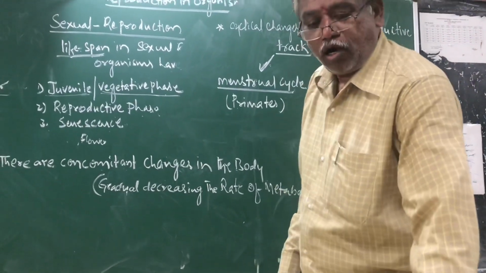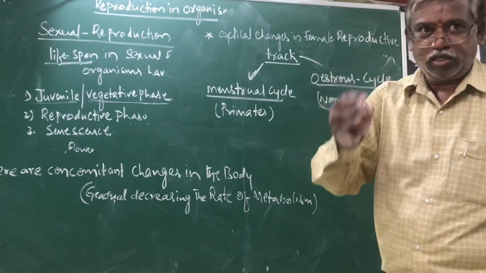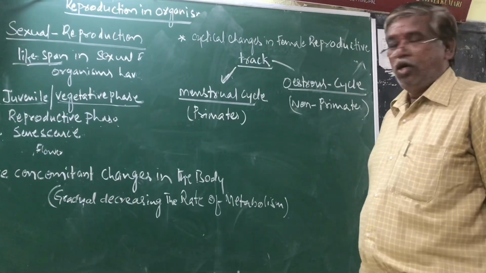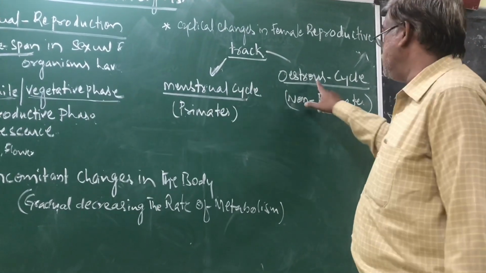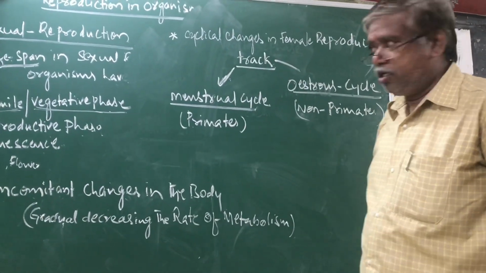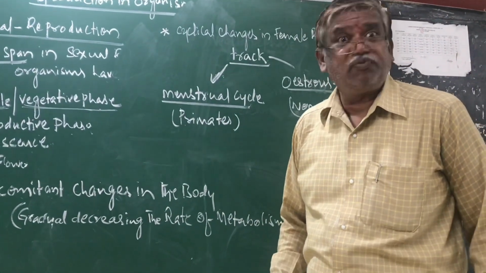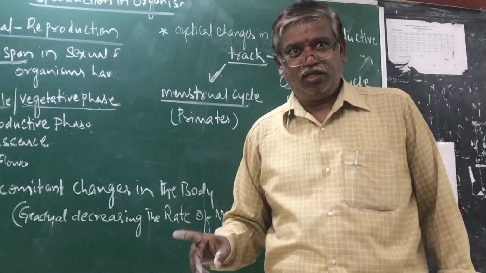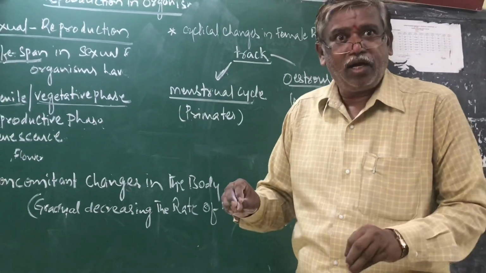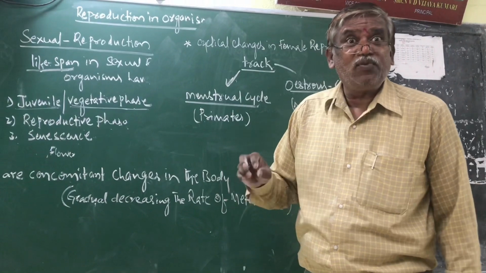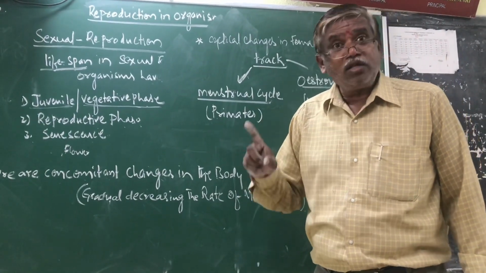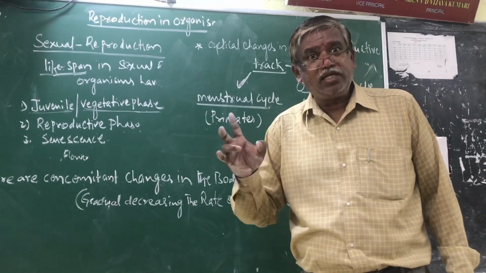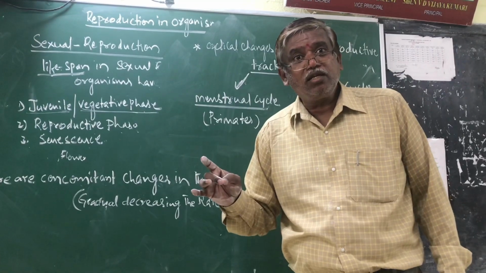Now, according to CBSE, there are two or three important terms: menstrual cycle and estrous cycle. According to taxonomic classification, we belong to the class called mammals. This class Mammalia has 16 orders. Among the 16 orders, one is called Primata. Primata is an order; the class is Mammalia.